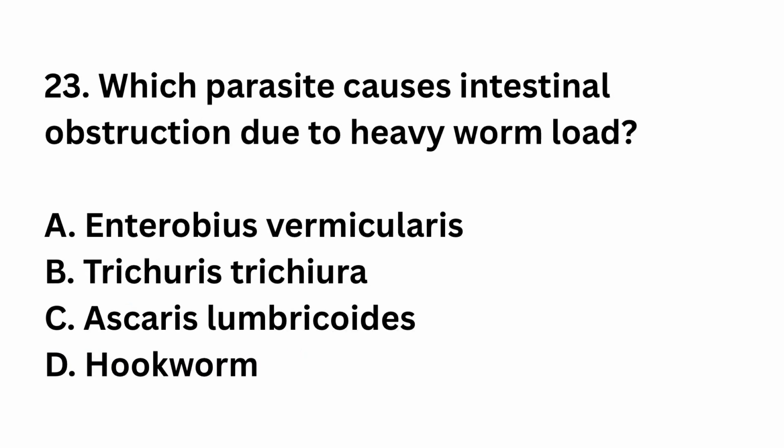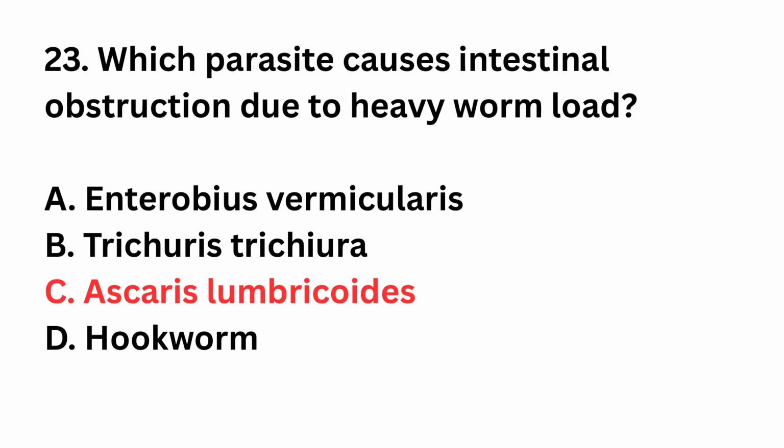Question number 23. Which parasite causes intestinal obstruction due to heavy worm load? Enterobius vermicularis, Trichuris trichiura, Ascaris lumbricoides, hookworm. The right answer is option C, Ascaris lumbricoides. Large adult worms can block the intestinal lumen.